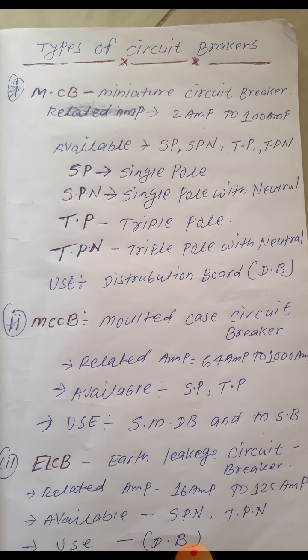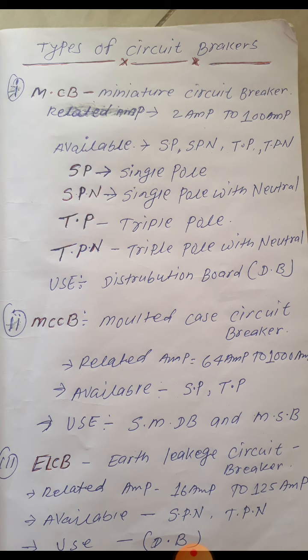Next one is MCB, miniature circuit breaker. Related amperes: 2 amps to 100 amps. This is the normal circuit breaker. Now 2 ampere is not really used; it is used from 6 to 100 amps. Available in SP, SPN, TP and TPN. These are the MCB types.